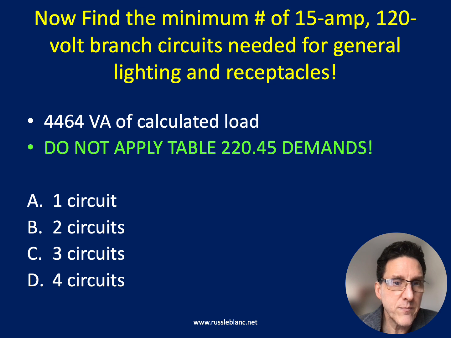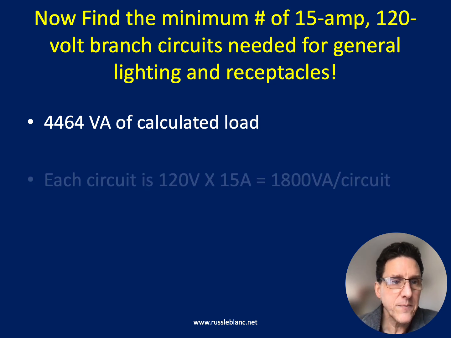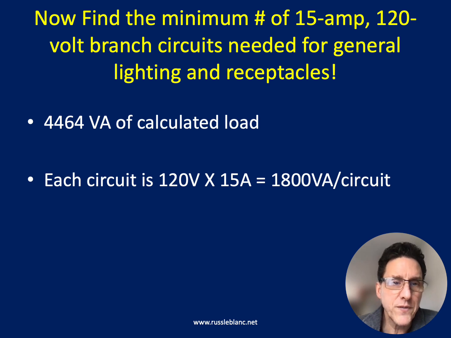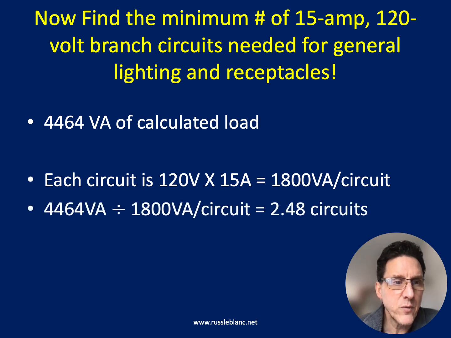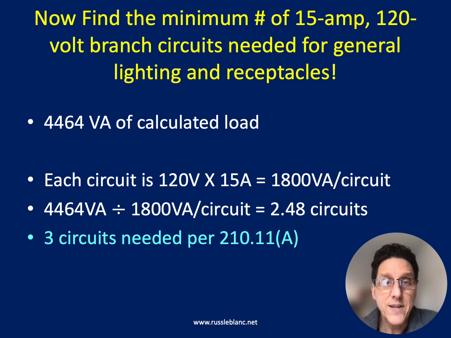So in this case, we're going to need 3 circuits. 4,464 VA divided by the VA per circuit, which in this case is 1,800 volt amps, right? 120 volts times 15 amps, 1,800 volt amps per circuit. 4,464 VA, that's the calculated load, divided by the VA per circuit, is 2.48 circuits. And again, you cannot round down to 2 circuits. You have to have at least 3 circuits, right? And that again is per 210.11(A).